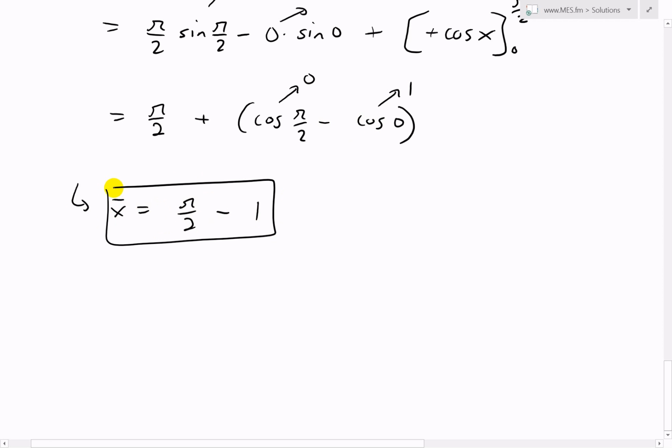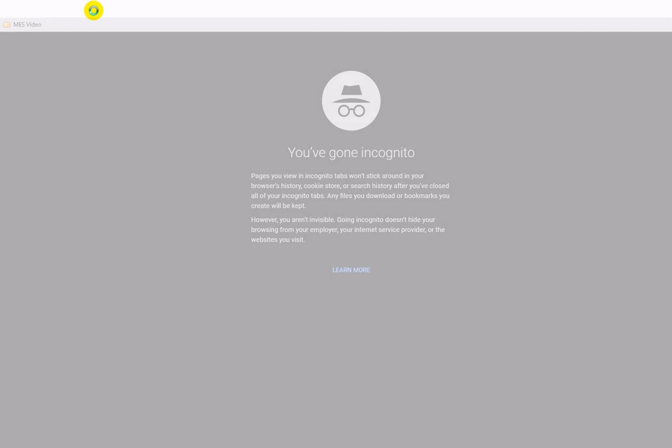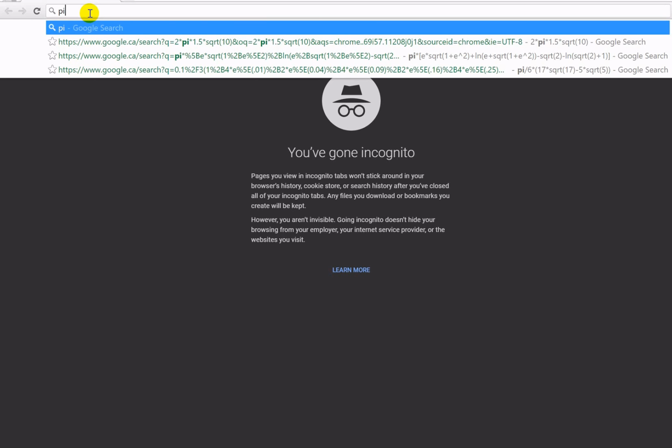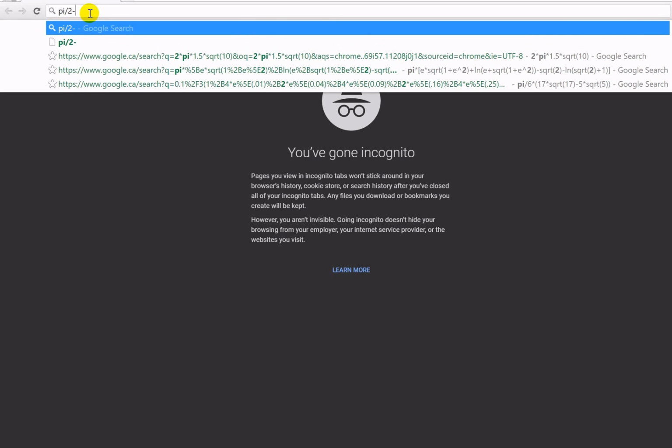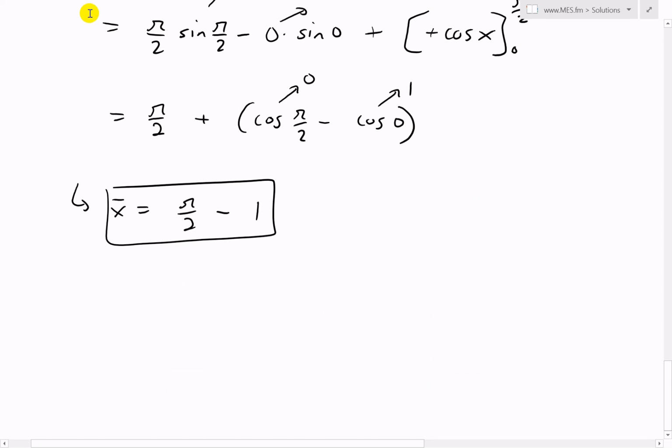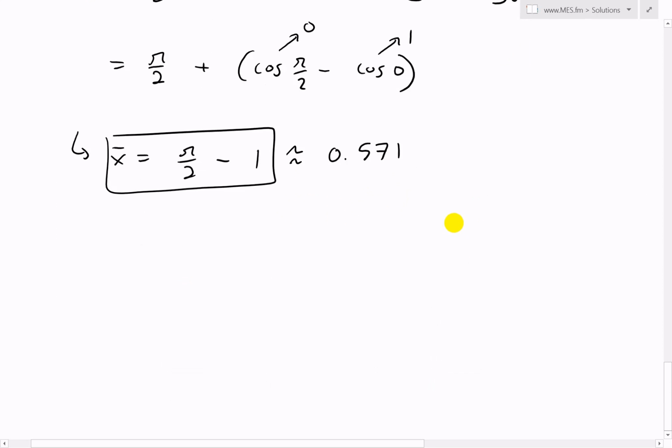So that's the value, and when you plug this into the calculator, let's just go to the calculator. You can just use the Google calculator. Right here, let's type it in: pi over 2 minus 1. Again, there it is, 0.5707. I'll just round it up to 0.571. So this roughly equals 0.571.